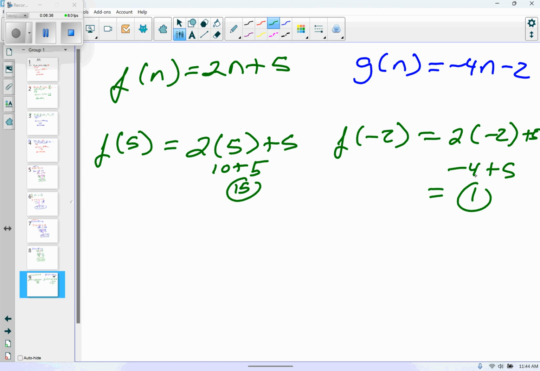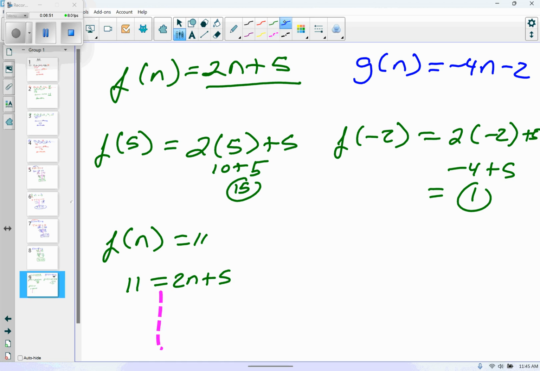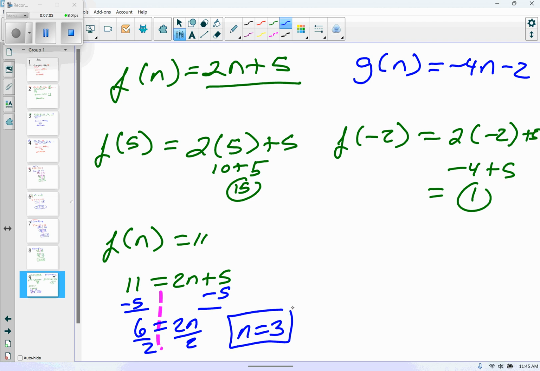And then notice it now changes a little bit different. I'm not plugging that 11 in. I'm setting 11 equal to that and solving it. So I get 11 equals 2n plus 5. And let's go ahead and solve it, just like we've been doing. I'm going to subtract 5 from both sides. 11 minus 5 is 6 equals 2n. Divide each side by 2. So n equals 3 because 6 over 2 is 3.